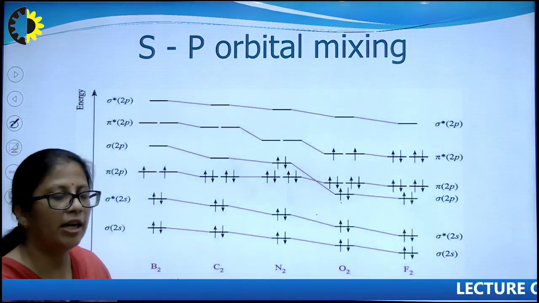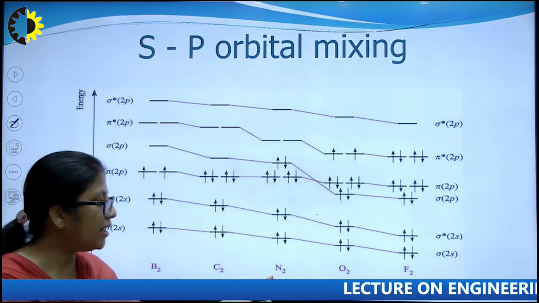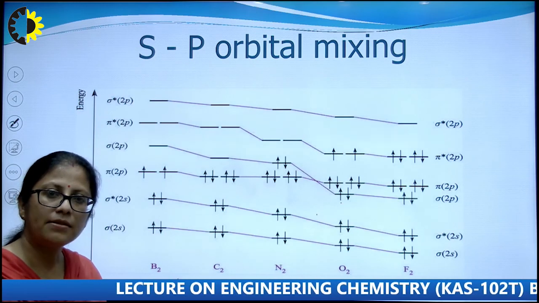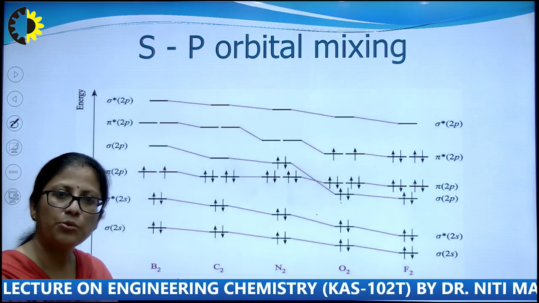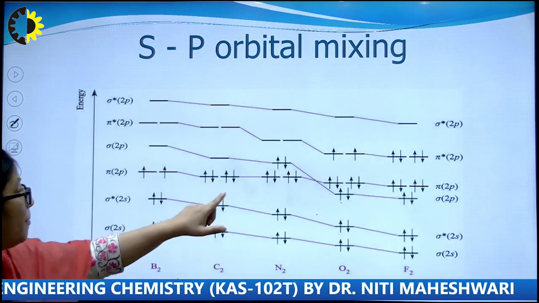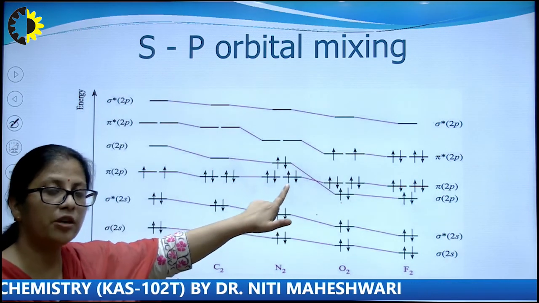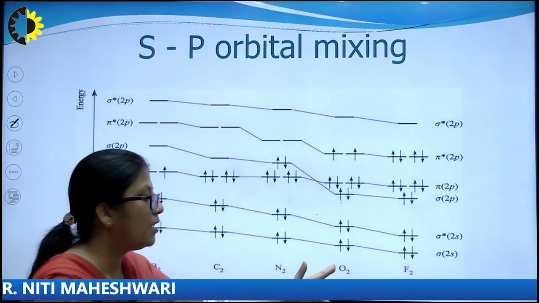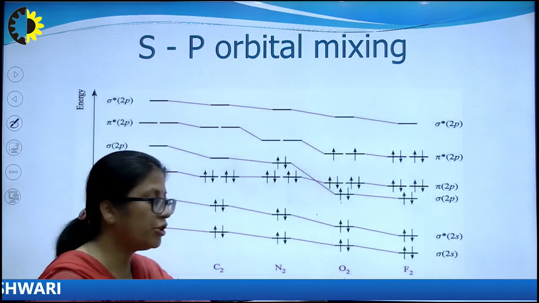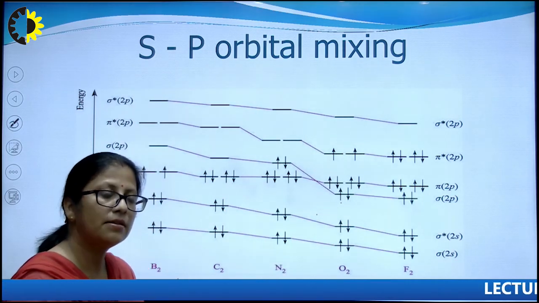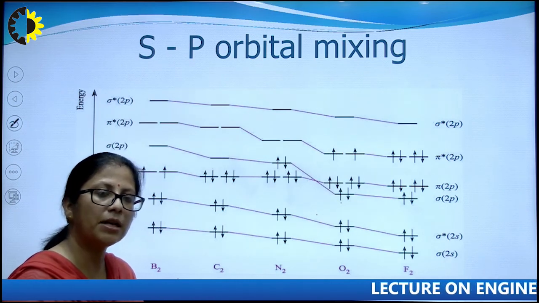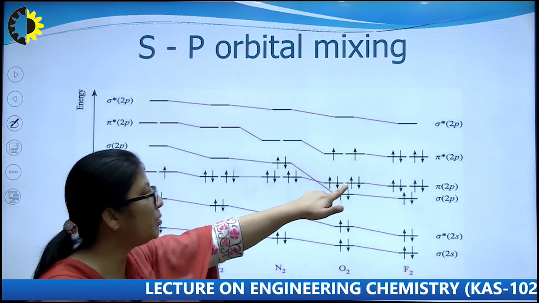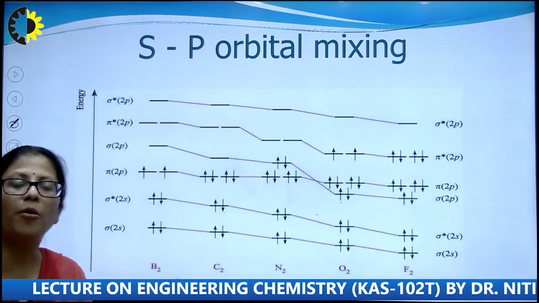So two types of filling are there. One is up to the nitrogen molecule, which shows that the electrons are filled as sigma 1s, sigma star 1s, sigma 2s, sigma star 2s, then pi 2px, pi 2py, which are of the same energy, and then sigma 2pz. But it changes from oxygen. It shows that it is sigma 1s, sigma star 1s, sigma 2s, sigma star 2s, then sigma 2p, then pi 2px, pi 2py, and then the pi star orbitals.